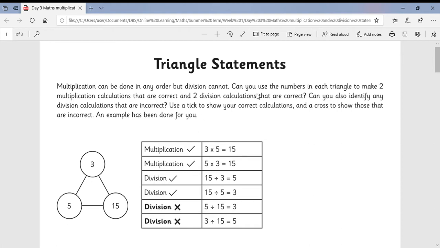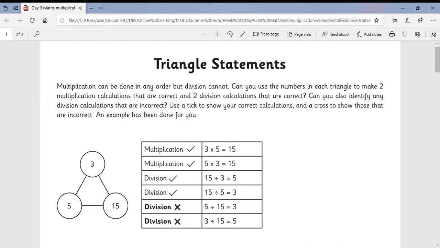So you will have a worksheet PDF version of this that's in the maths folder, the shared folder, and it will look like this. It will say triangle statement, so I'm going to read it through for you. Multiplication can be done in any order, but division cannot. I explained this yesterday when I said that for division, we need to put the total number at the beginning.